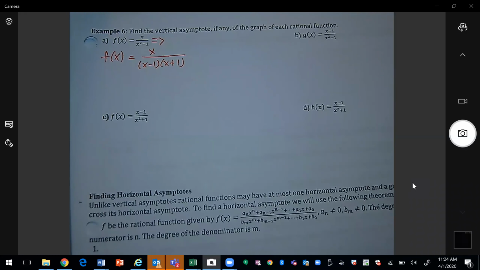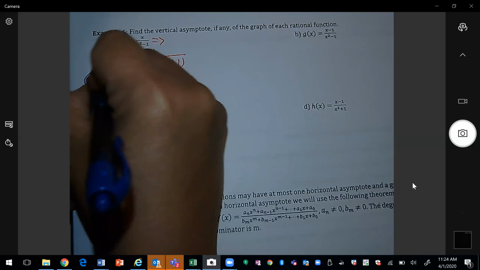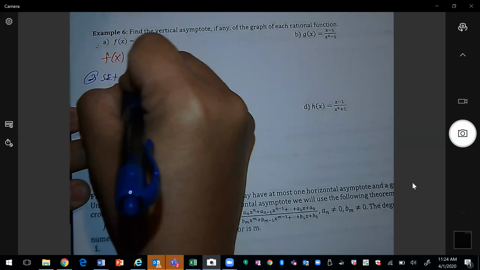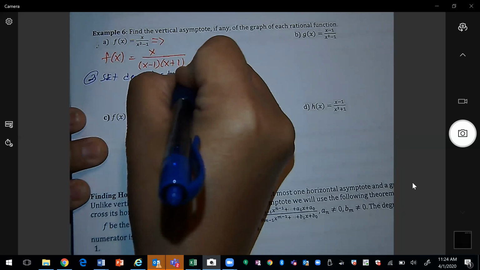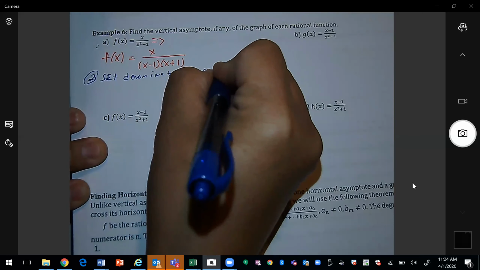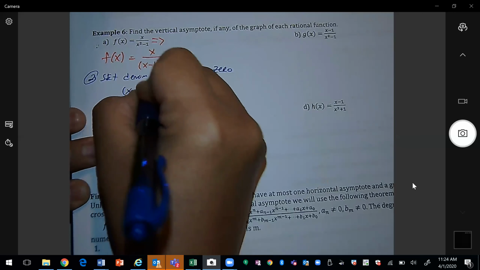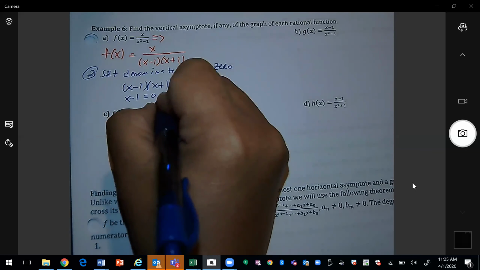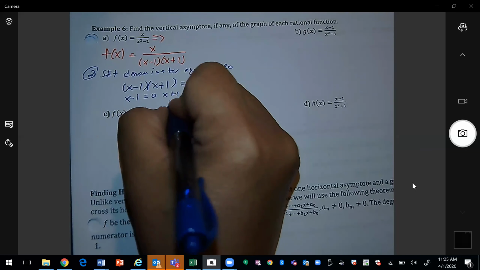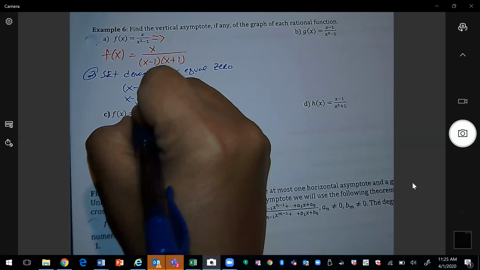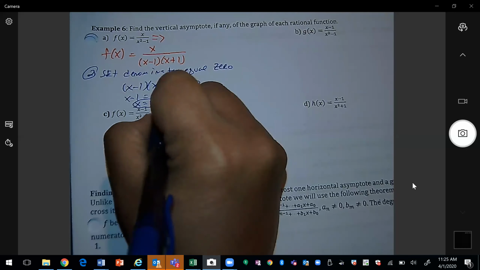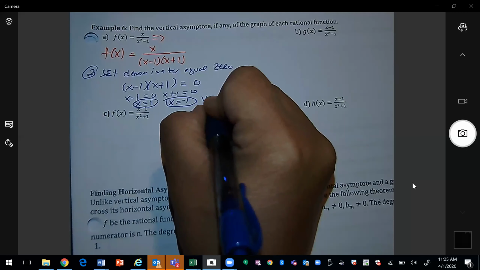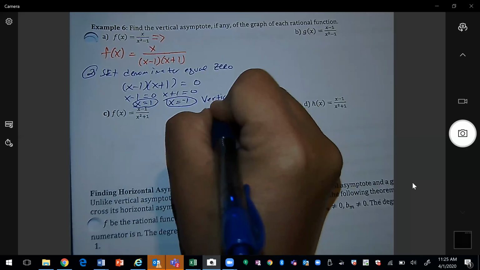So step 2, set the denominator equal to 0. So we're going to have x minus 1, x plus 1 equal to 0, and you want to solve for x. For this one, we get x equals -1, and for this side, we get x equals 1. So these 2 are going to be our vertical asymptotes.